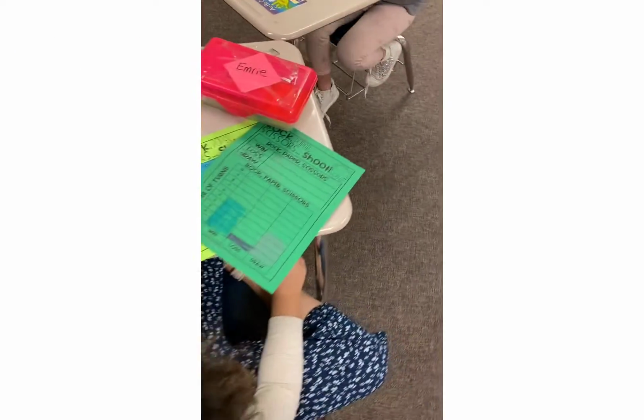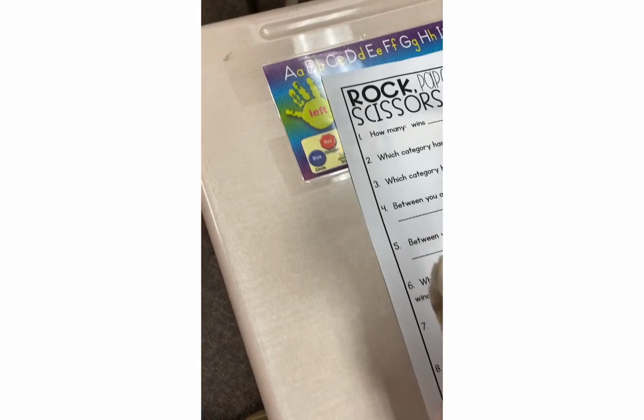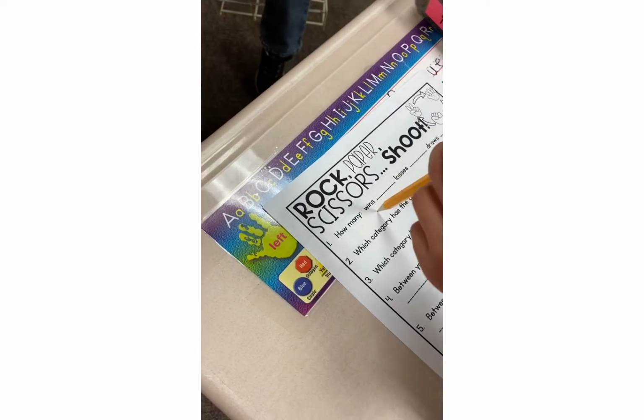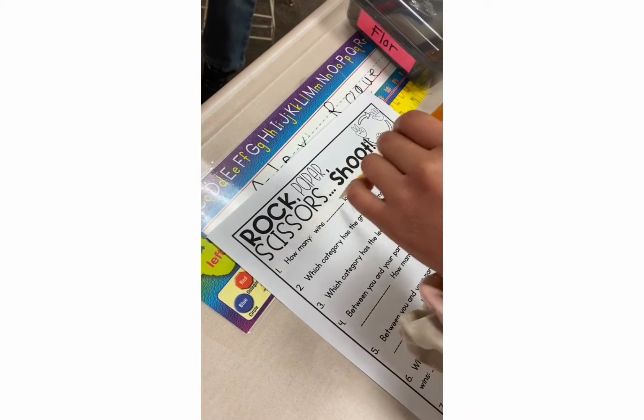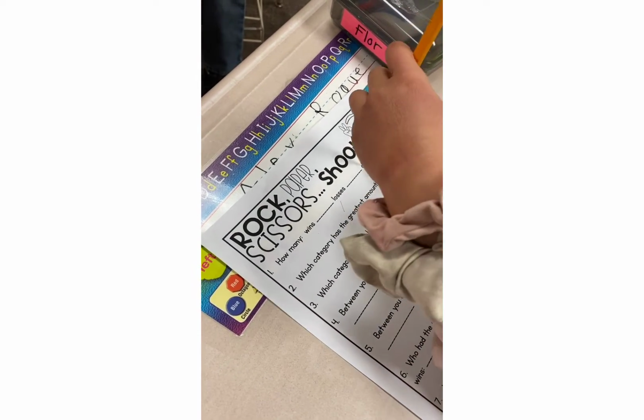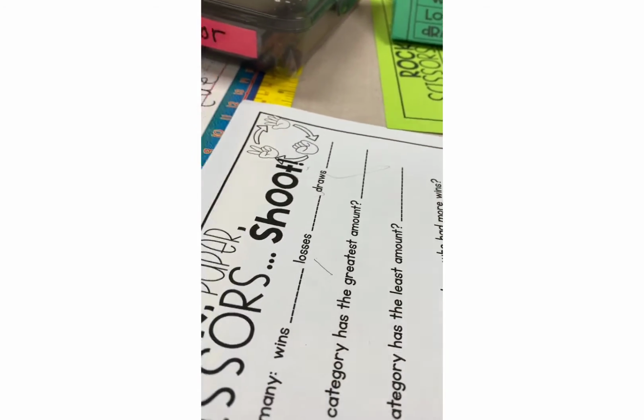How many wins? Wins. Mm-hmm. Losses. Losses, diagrams. Not diagrams. Sound it out. What is the D sound? What sound does D make? D. Draws. How many draws?